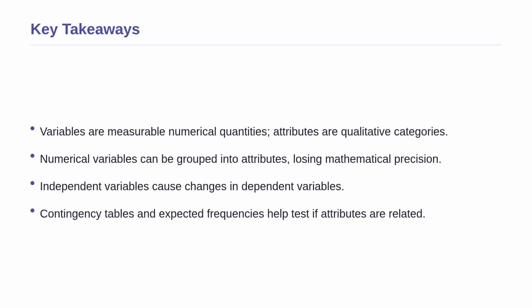We have covered a lot of ground today, so let us summarize the key takeaways. First, remember that statistical variables are measurable quantities that answer how much, while attributes are qualitative categories that answer what kind. Second, while you can transform variables into attributes by grouping them, you permanently lose mathematical precision when you do so. Finally, we learned how to organize attributes into contingency tables using the expected frequency formula to uncover hidden relationships.